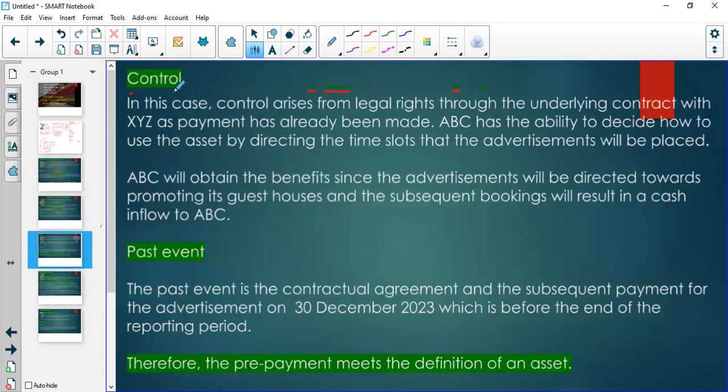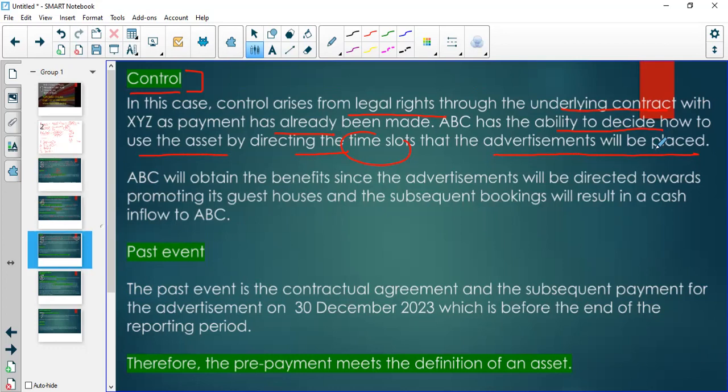So control in this particular case arises from the legal rights through the underlying contract, because payment has already been made. There's a contract, there's payment, so we actually have control arising from that. And we also see that we have the ability to decide how to use the asset by directing the time slots that the advertisements will be placed. So we need to see the ability to direct the use of the asset. Do we have the ability to make sure that this happens?